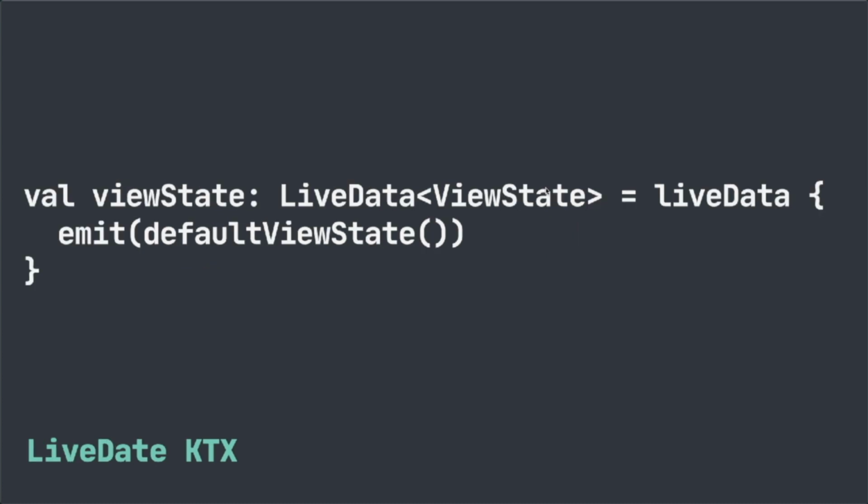So here's a LiveData example. We could create a LiveData using this liveData helper function that makes it very easy. We call the liveData function, pass a lambda, and within that lambda, we can configure the initial value for that LiveData.